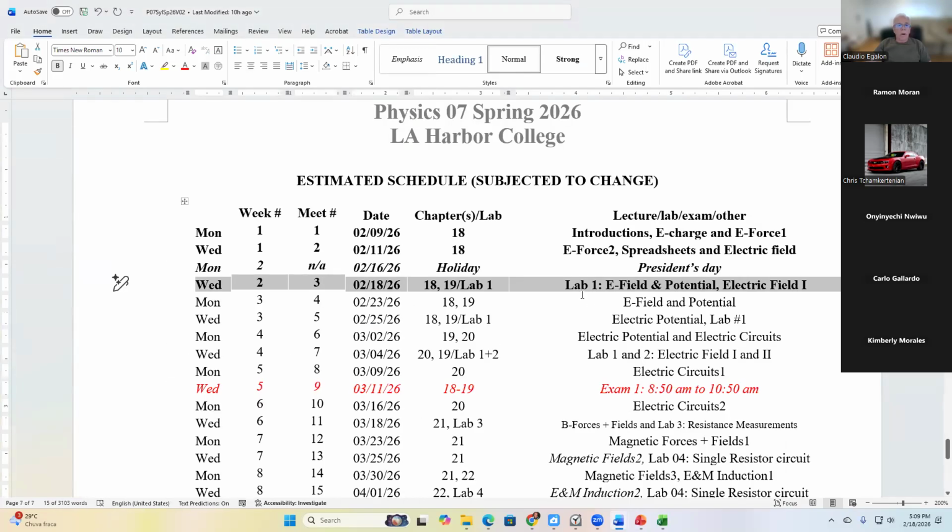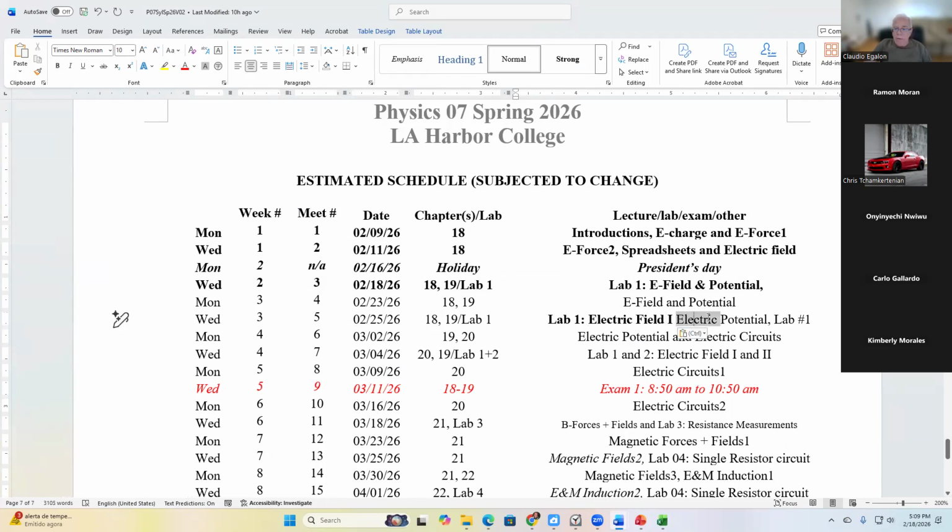We are not doing the lab today, okay? We have to do that for next time. Let's see here. Lab one, Wednesday. Electric field one. There are two labs: one is electric field one, the other is electric field two. And in addition to the electric field, we also have to cover the electric potential.